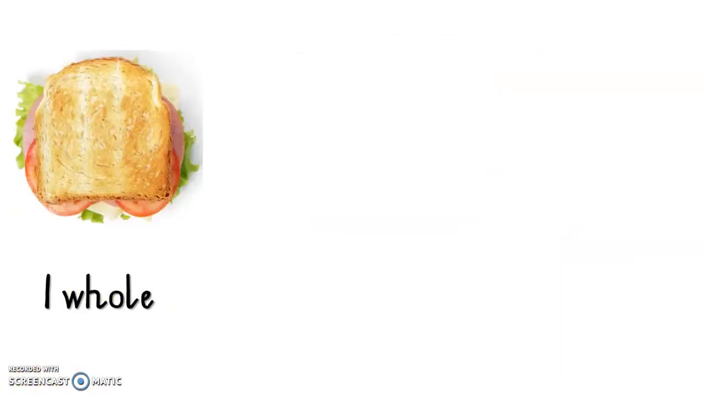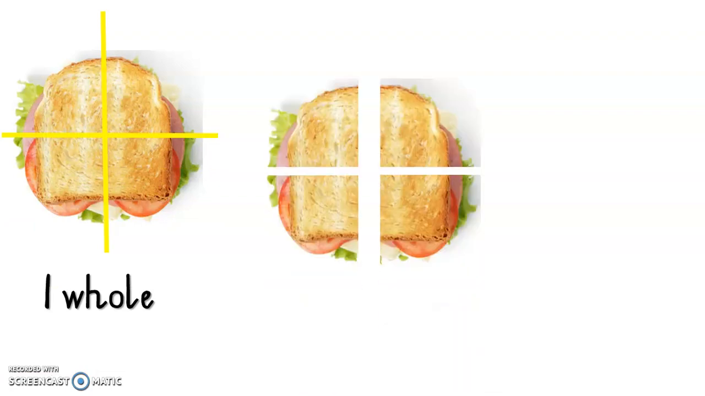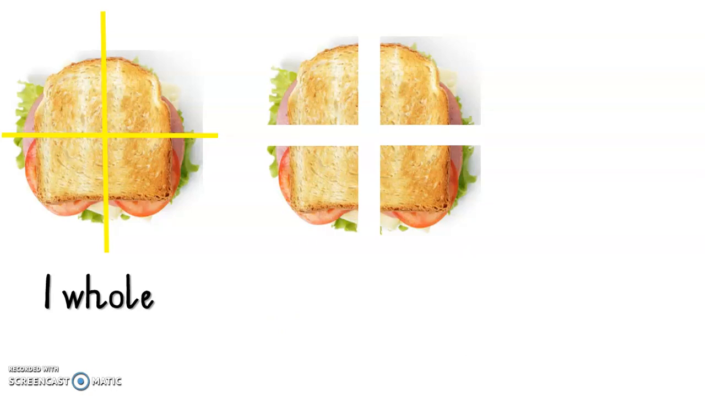Okay, so let's look at a sandwich. In front of us is one whole sandwich. That means it is not divided into anything yet. But now Mrs. Mitchell is going to cut it into 4 pieces. Let's see. There's my first cut. I see 2 pieces of a sandwich. I'm going to cut it one more time. Now I've cut it into 4 pieces. There we go. On my plate, I've got 4 pieces of one whole sandwich.